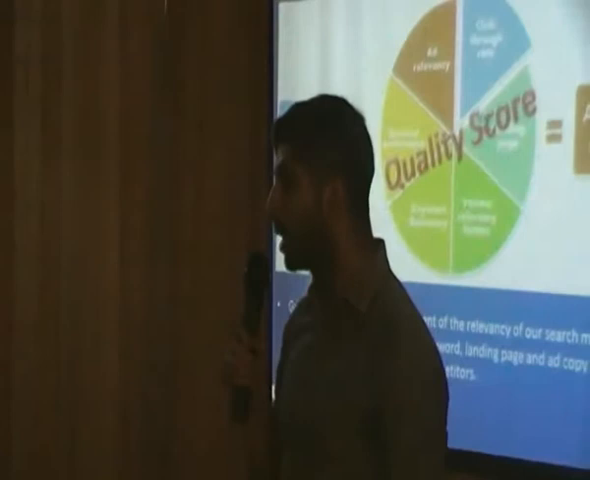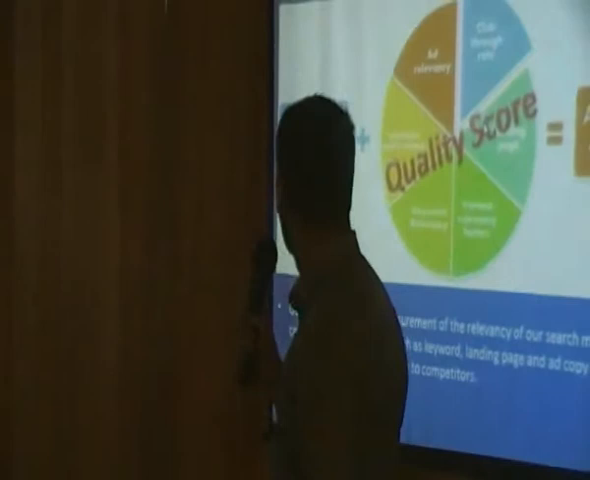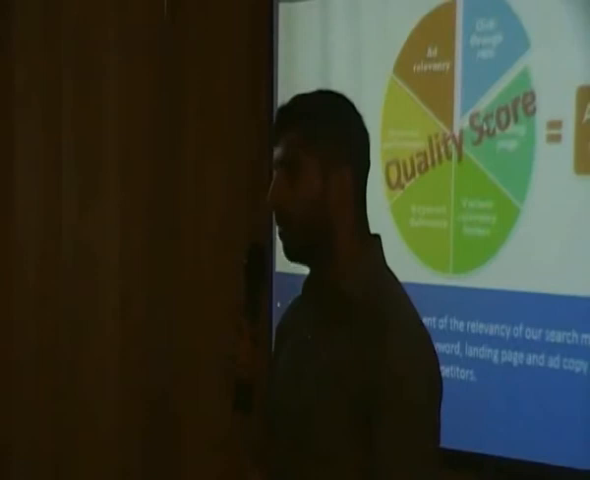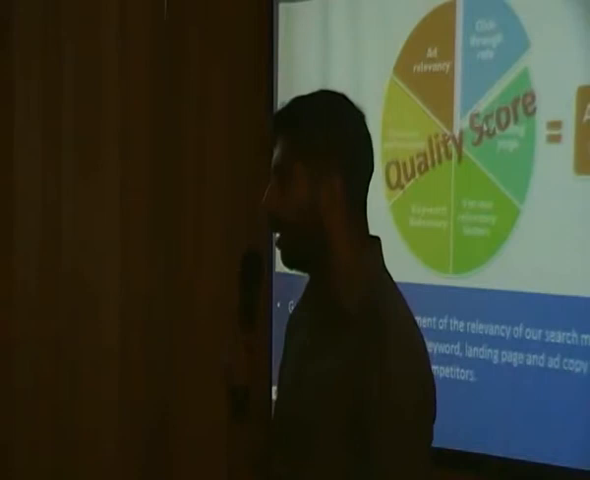So just to start off with bid management, just to give you a bit of background on how bid management works. The position on the page in SEM that you pay for is dependent on two things. One of them is the maximum that you're willing to pay for each particular keyword. We call that your max CPC bid. The other is the function we call the quality score.